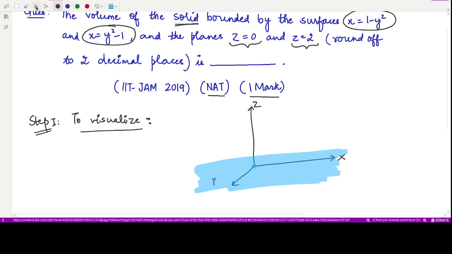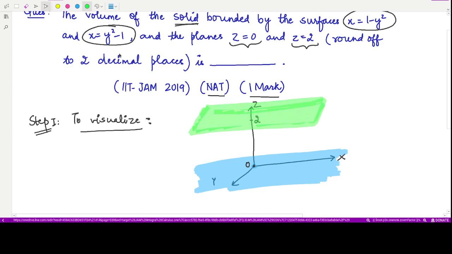For z is equal to 2, here we have the value of z as 2. Say here is the value of z equal to 0, here we have 2. So another plane which would be passing through this would be something like this. This would be another z plane, where z is equal to 2 for all values of x and y. Next, these are the two planes.